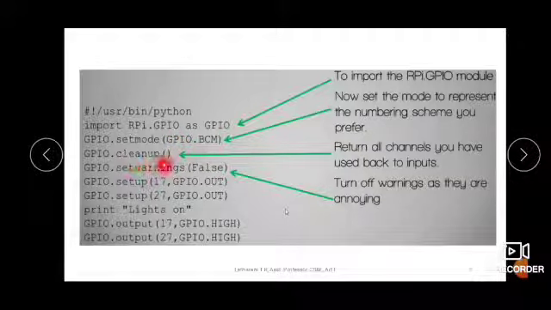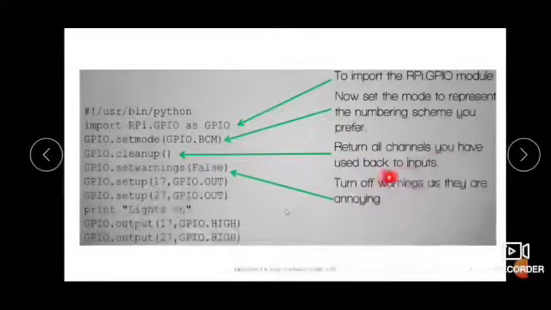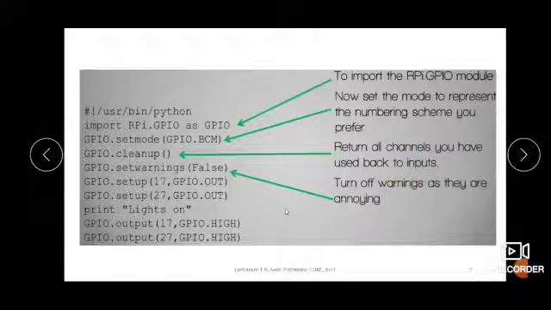Then GPIO.cleanup. This GPIO.cleanup means it will return all channels you have used back to inputs. Whatever inputs you have given earlier, all those things will be cleared. Then GPIO.setwarnings to false. Why we need to set the warnings false is that otherwise it may keep giving warnings again and again, which will be annoying. In order to avoid that, we set the warnings to false.